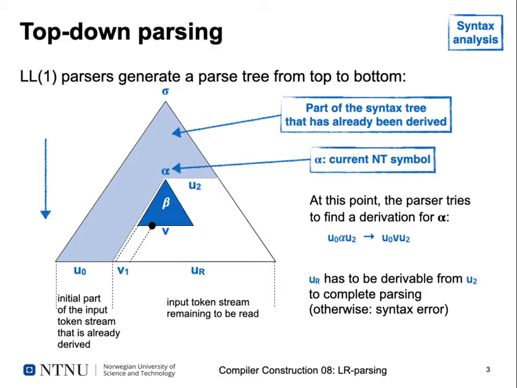So at the point we're describing here, the parser tries to find a derivation for this alpha. So if we have an input U alpha U2, essentially we figure out that a partial input string V matches our non-terminal symbol alpha here. So we know that then the rest that remains here, UR, has to be derivable from U2 to complete parsing. If this doesn't work out because there's no rule to derive this remaining input, then we'll get a syntax error here.